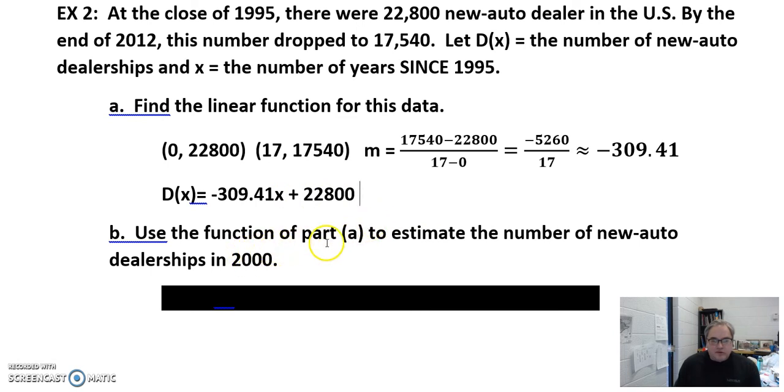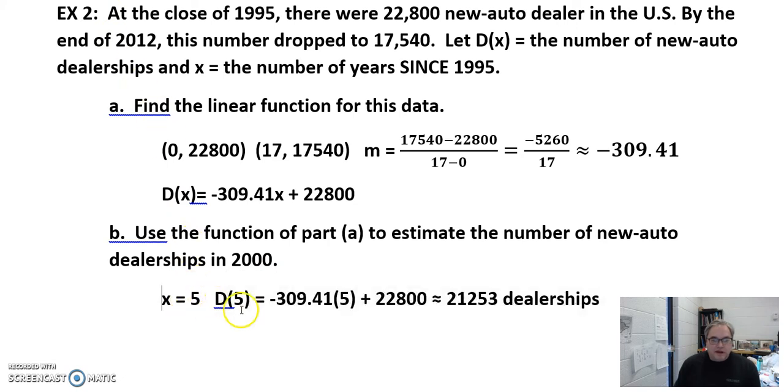Next part, use the function in part A to estimate the number of new auto dealerships in the year 2000. Well, the year 2000 is what from 1995? You should be thinking 5 years. So x is equal to 5. Plug in 5 for the x, and we end up with approximately 21,253. And this is an estimate. That's all this is. This model is just estimating what it should be. Hopefully we're close if it's a good model.